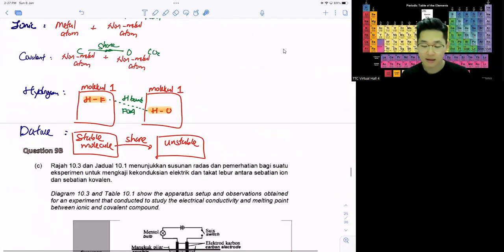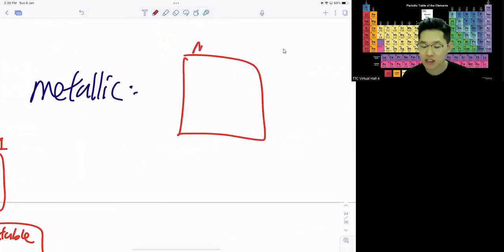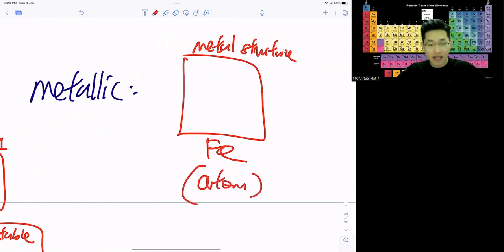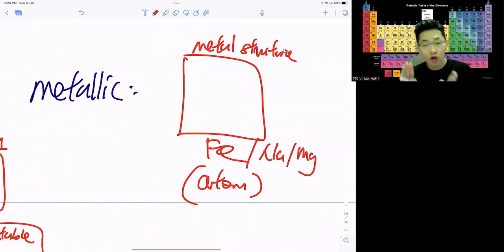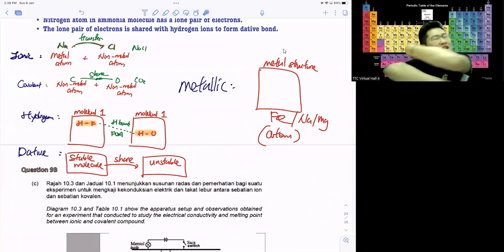Last one. Metallic bond. Metallic bond only happens in the metal structure itself. Let's say Fe. It is atom only. No friends one. It can be sodium. It can be magnesium. Alone is metallic. You give yourself a hug. This is called metallic bond. All right.